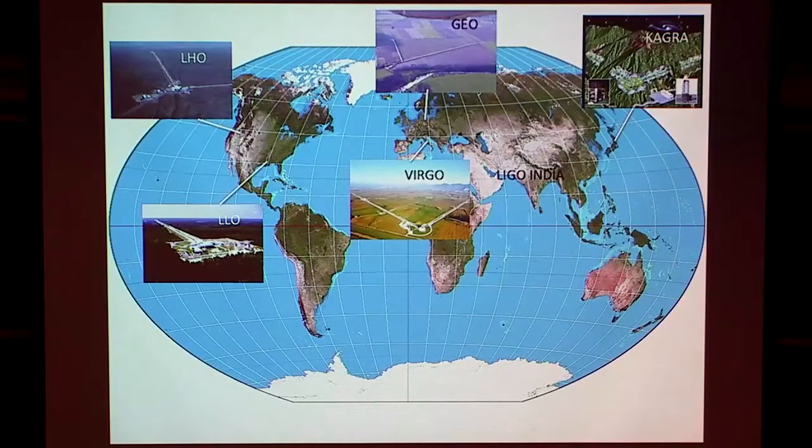And with this collection of detectors, we will be able to pinpoint better where the sources that we are looking at are, and then be able to communicate them to people who do electromagnetic astronomy, which is very important to set the context for what is being discovered. It's critical for that. Okay?